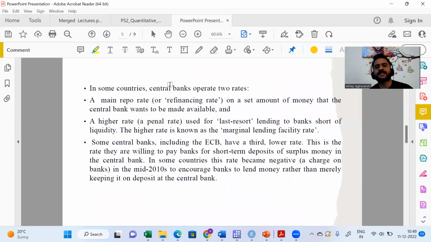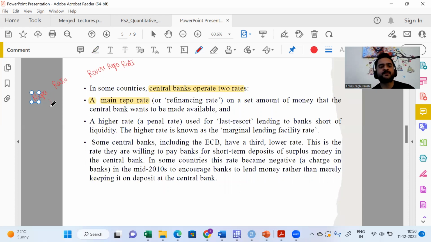Okay, so in some countries, central banks operate two rates. One is called the main repo rate. Basically, we understand two types of rates which are often discussed. One is the repo rate, and another is called the reverse repo rate. Okay, and both these rates are controlled by the central bank.